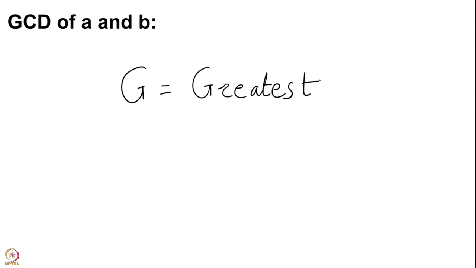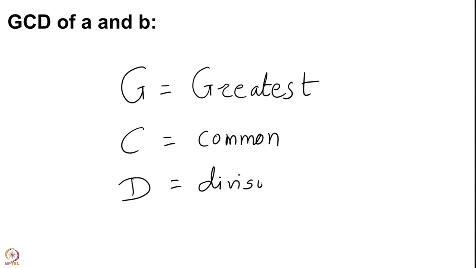Then we modify the question, we ask whether there is anything beyond 1 which divides both A and B. And our question is even more precise. We want to get the largest such integer which divides both A and B. This is called the GCD, the greatest common divisor of A and B. Here G stands for greatest. This is what we want to find.